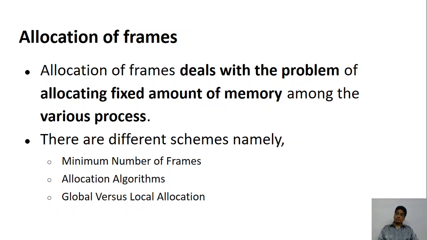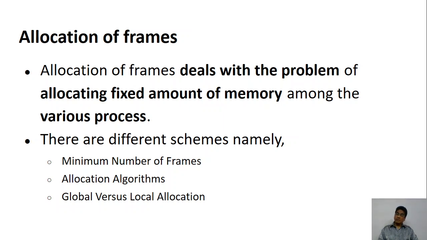So what is this problem of allocations of frame? We know that every process requires a certain amount of memory in order for it to process. So how many frames should be allocated to a given process? If you allocate a smaller number of frames, naturally it's going to end up in page fault. If you allocate more frames to a process, it will be a waste of resources. So allocations of frame deals with the problem of allocating a fixed amount of memory among various processes.